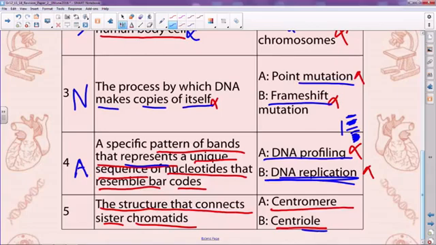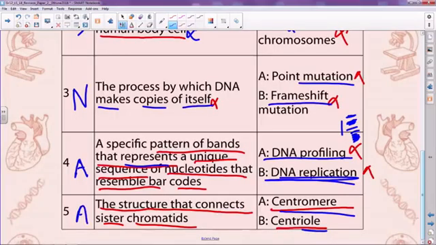Centrioles, poles. And centromere is in the middle, M for middle. Right, centriole is poles, centromere is in the middle. So centromere is the answer over here. So it's answer number A.